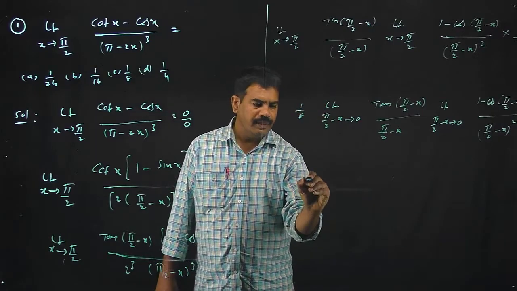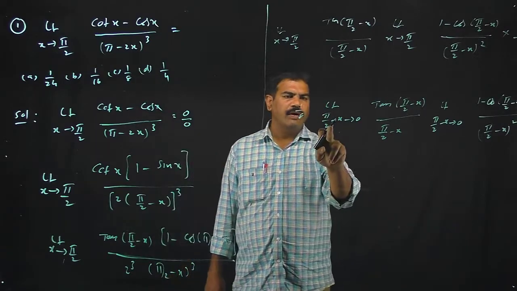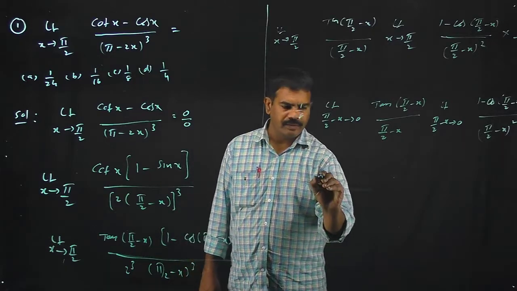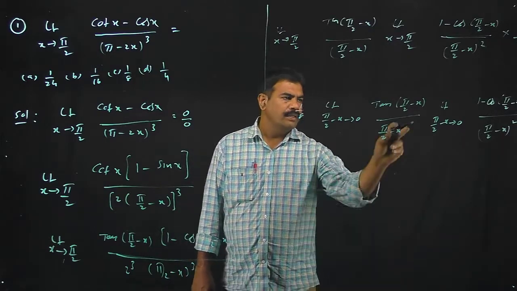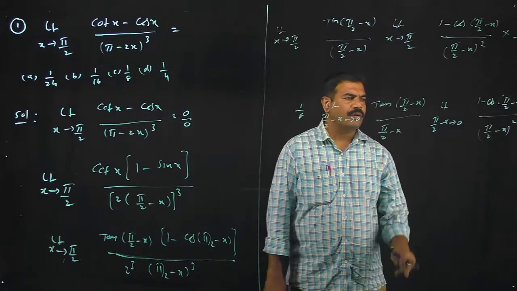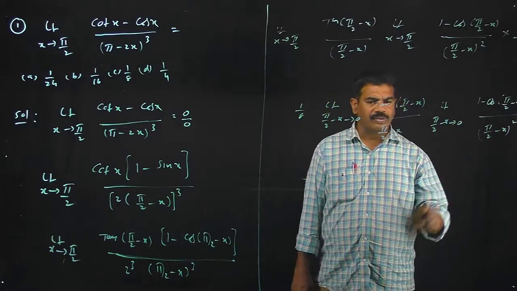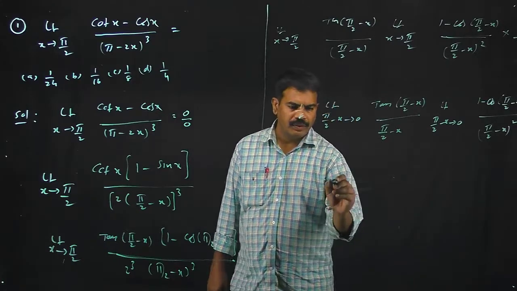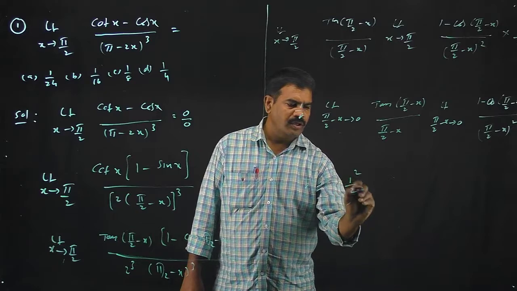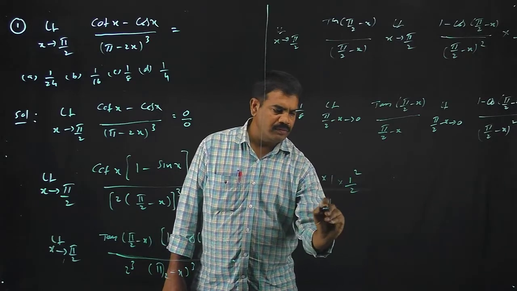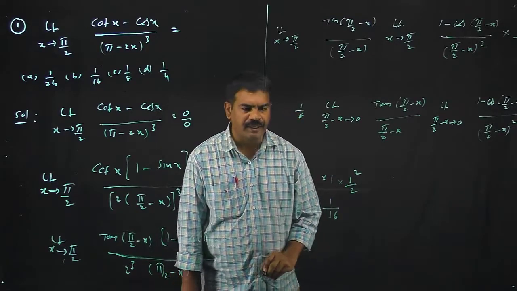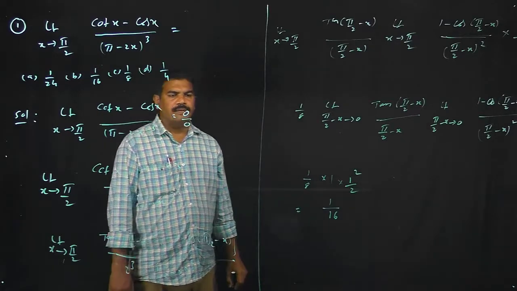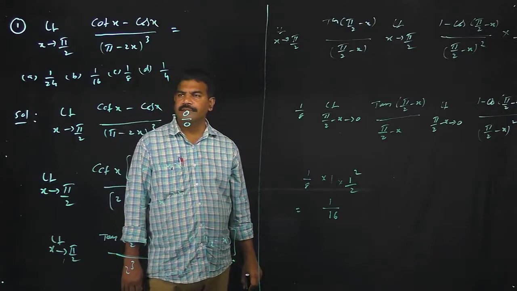It is 1 by 8 into, in the form of limit as x tends to 0 of tan x by x, which we know is 1. And it is limit as x tends to 0 of 1 minus cos ax by x square. Here a means 1. We know the formula, that is a square by 2, so 1 square by 2. That is equal to 1 by 16. The option is B.